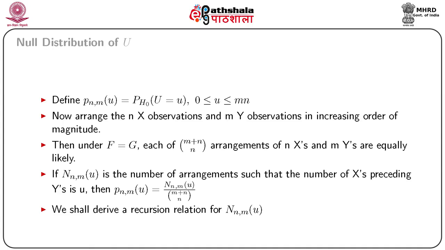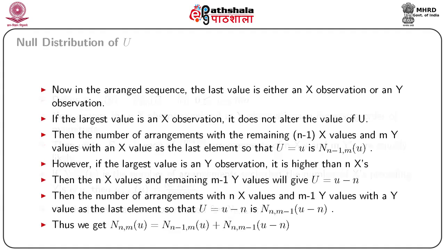Now, we shall derive a recursion relation for N_{n,m}(u). In the arranged sequence, the last value is either an x observation or a y observation. If the largest value, that is, the rightmost value in the sequence, is an x observation, u is not altered. Then, the number of arrangements with the remaining n-1 x values and m y values with an x value as the last element, so that capital U equal to small u, is N_{n-1,m}(u).